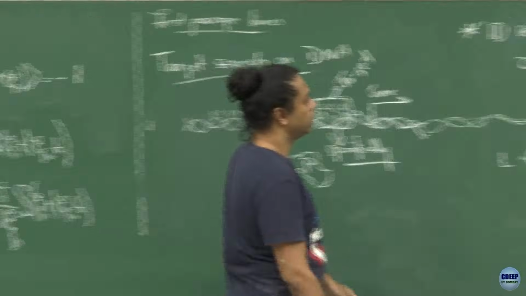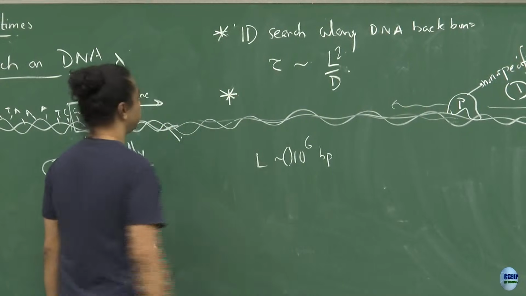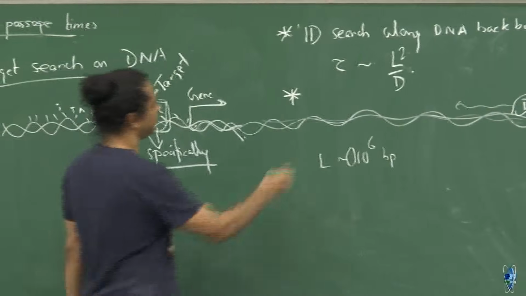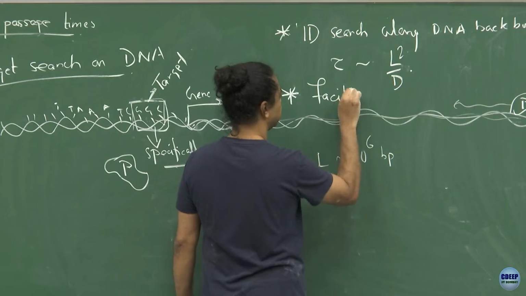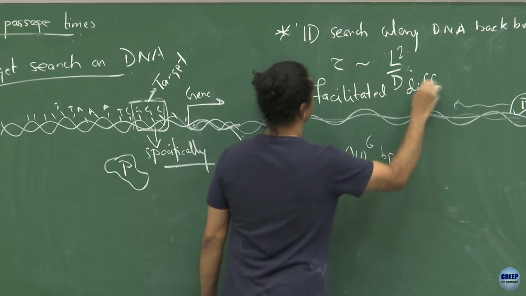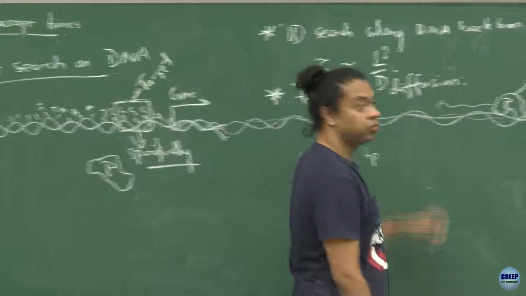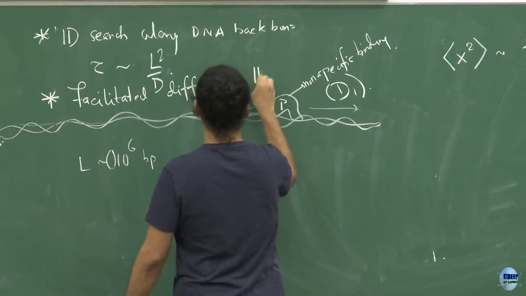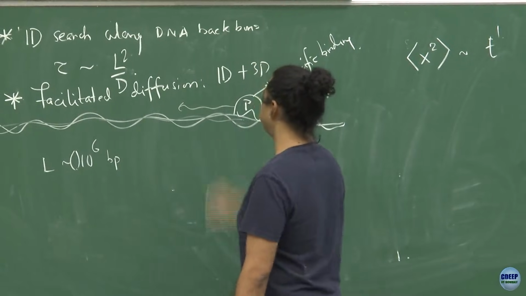So, the most common hypothesis, again, nothing is certain, is what is called facilitated diffusion, which says that you do a little bit of 1D diffusion like this, but then you do some 3D diffusion as well.